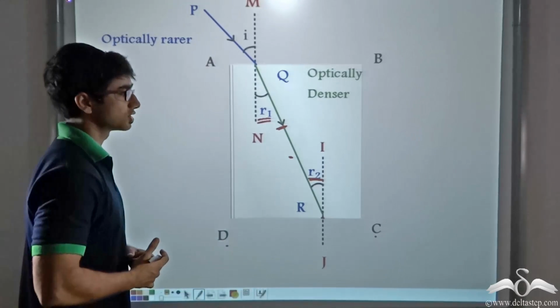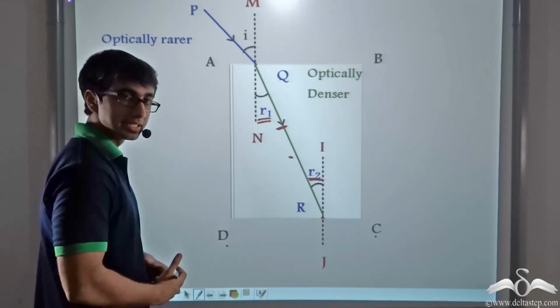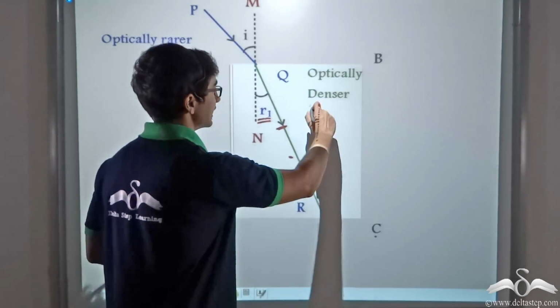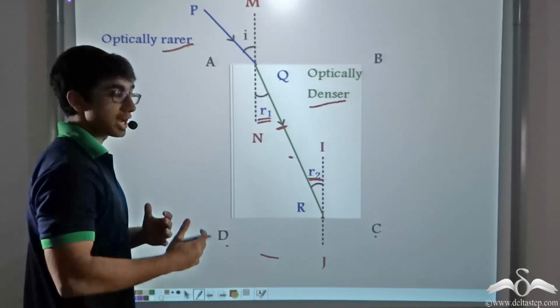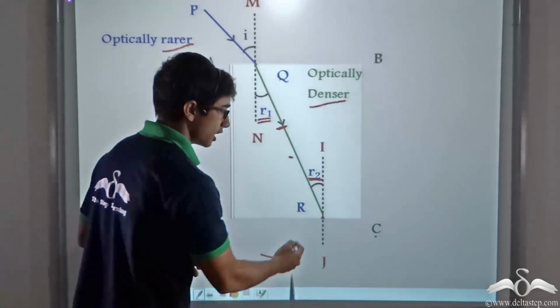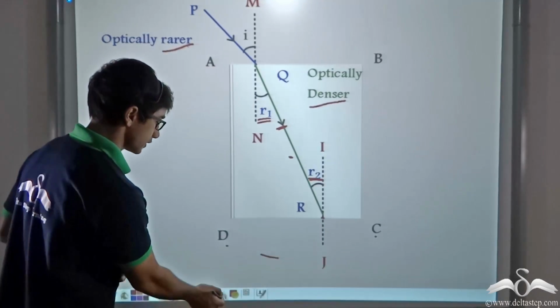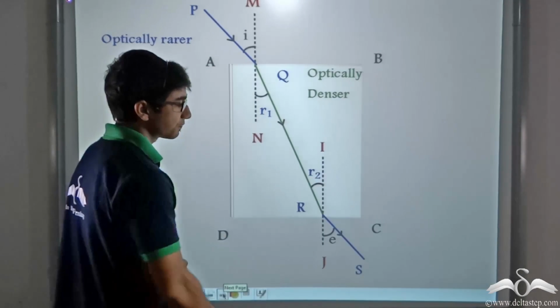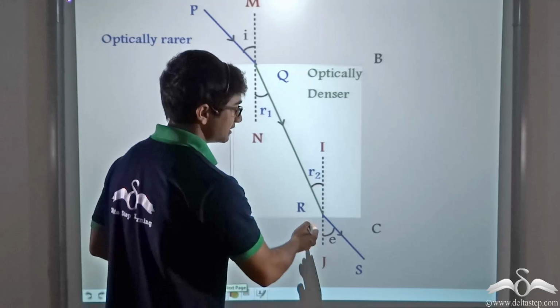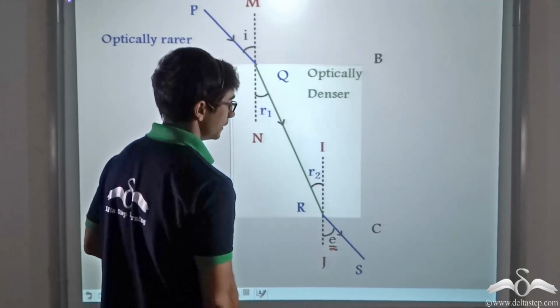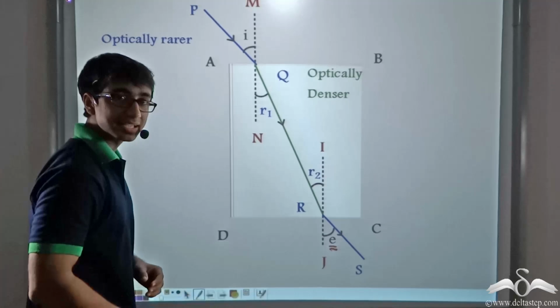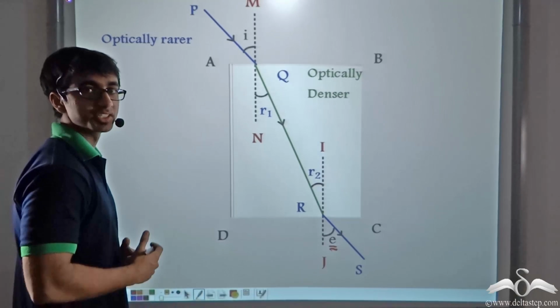Now if you observe closely, the ray of light is incident from a denser medium to a rarer medium. So now the light ray will bend away from the normal. So after refraction, the light ray RS bends away from the normal and it forms an angle E with the normal. This angle is known as the angle of emergence.